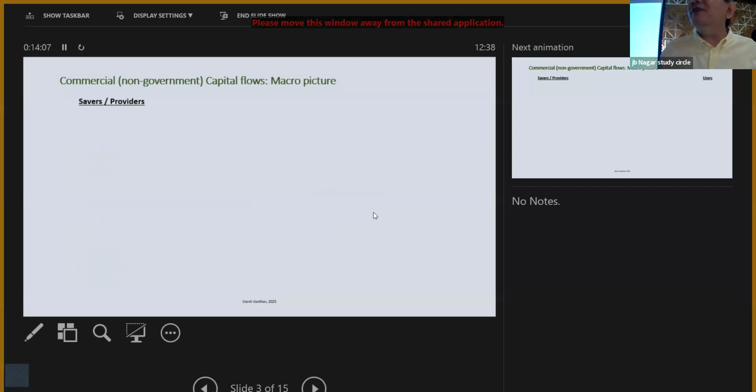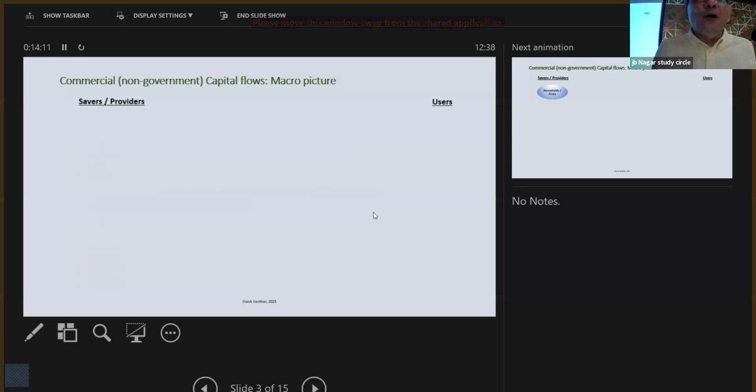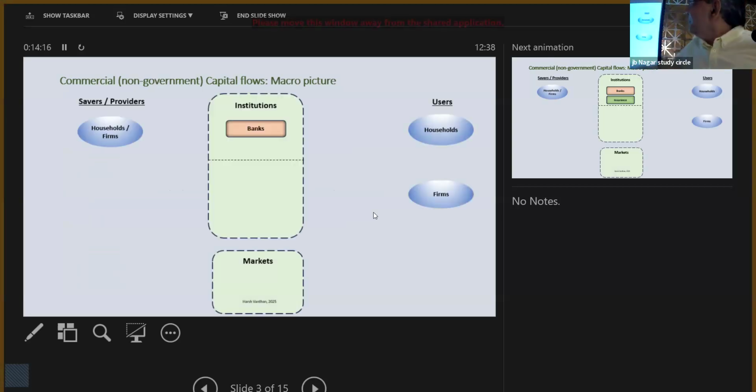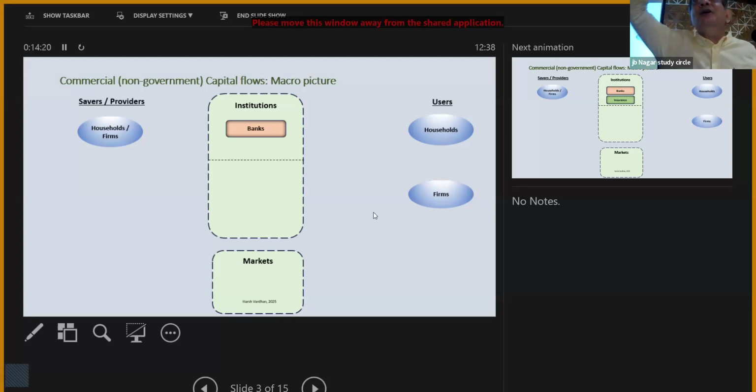So what you essentially have are savers, which are providers of capital, and then you have users of capital. Now, savers can be households or firms, and the users can be households or firms. In between, you have either financial institutions or financial markets, right? So I told you their role is to take money from the savers and give it to the users of capital. This is how the financial system works.